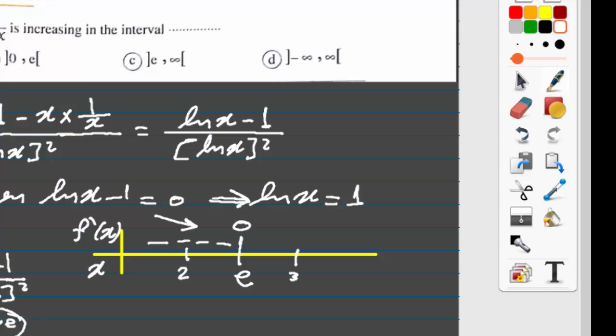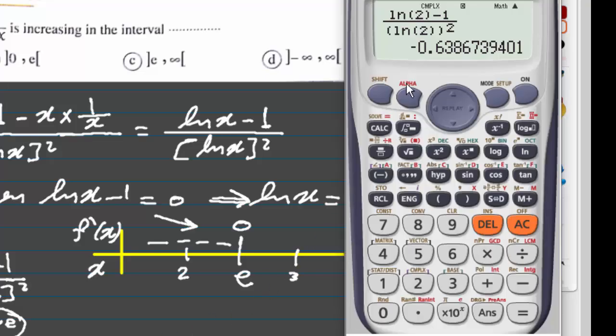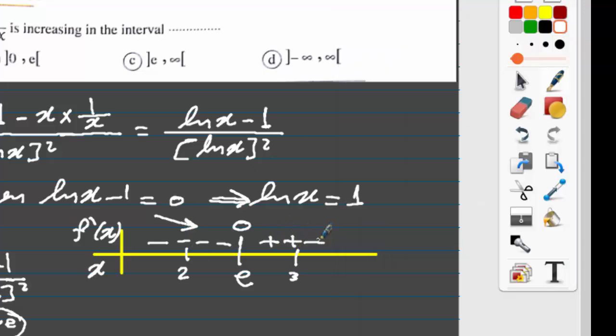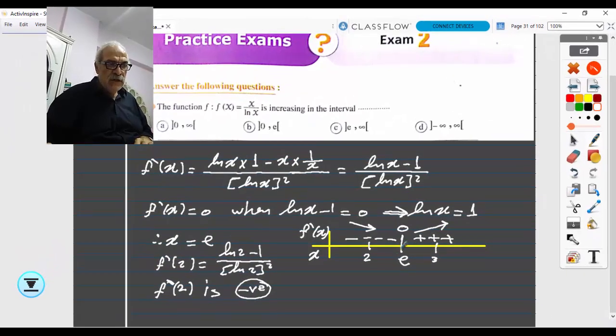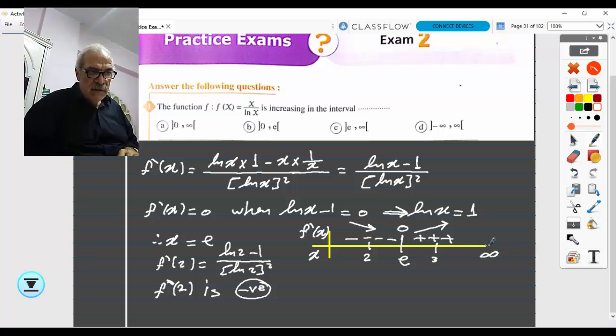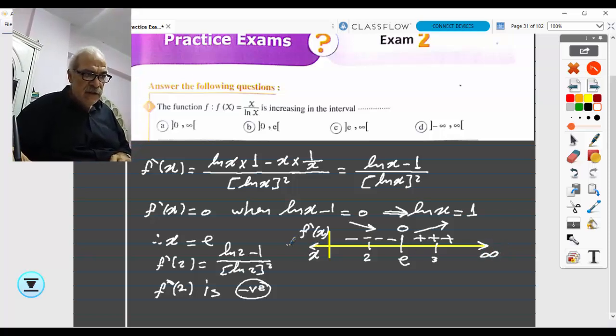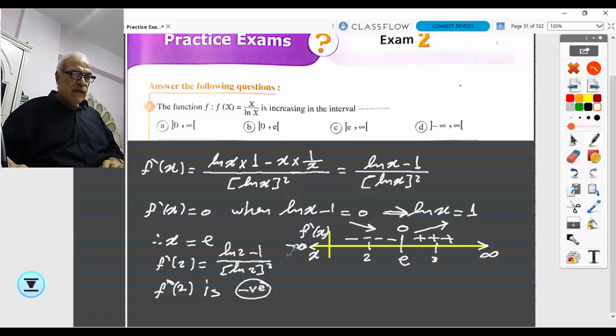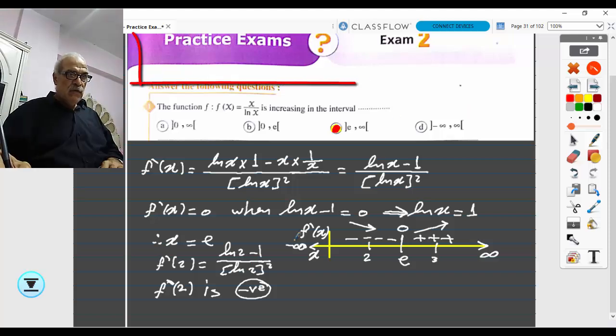Now we'll find f dash of 3. F dash of 3 here equals positive 0.08. So the sign here is positive. So the function is increasing in the interval from e to infinity. Here is infinity and here is negative infinity. So the solution will be letter C. Letter C.